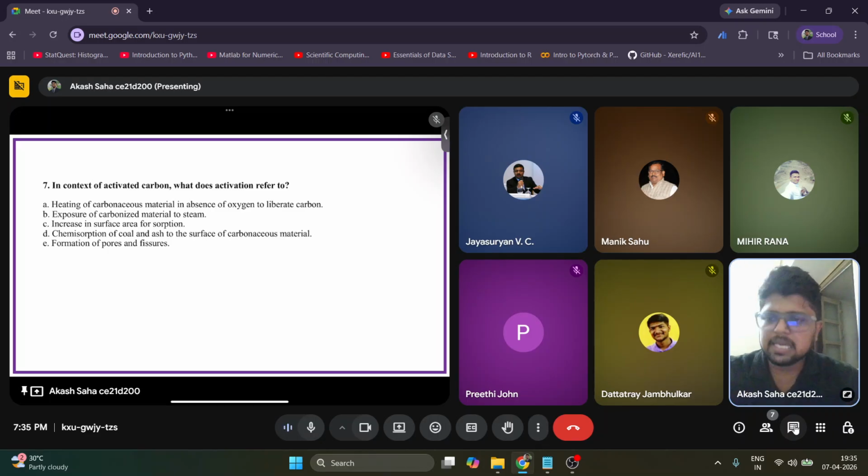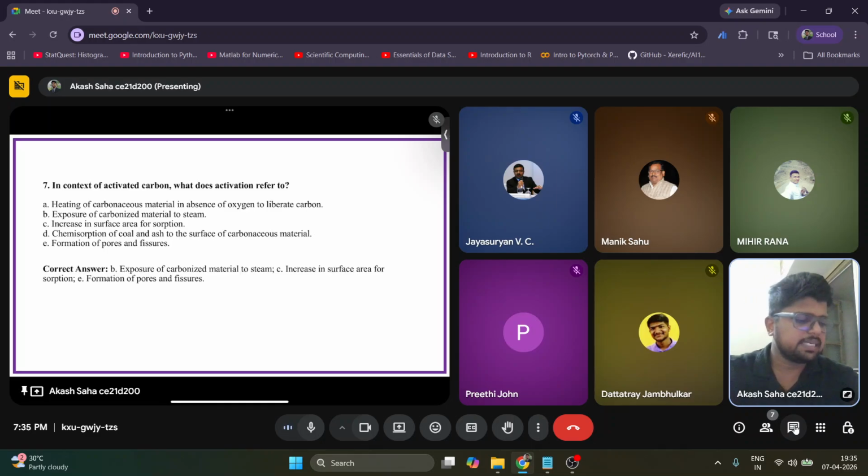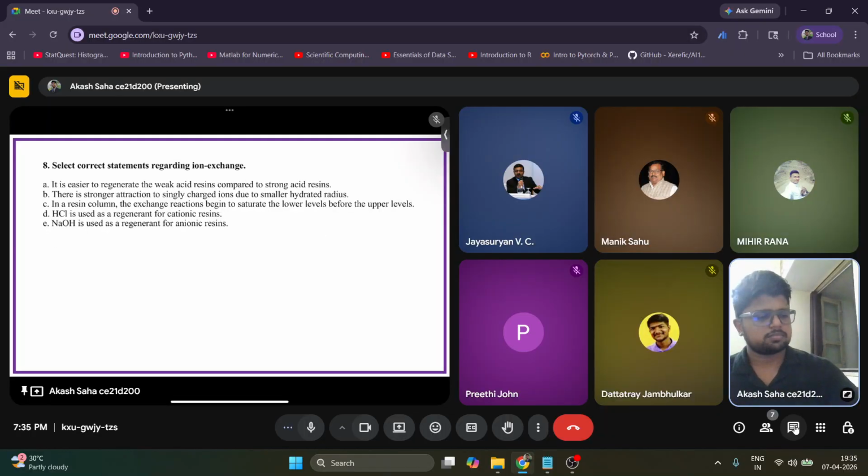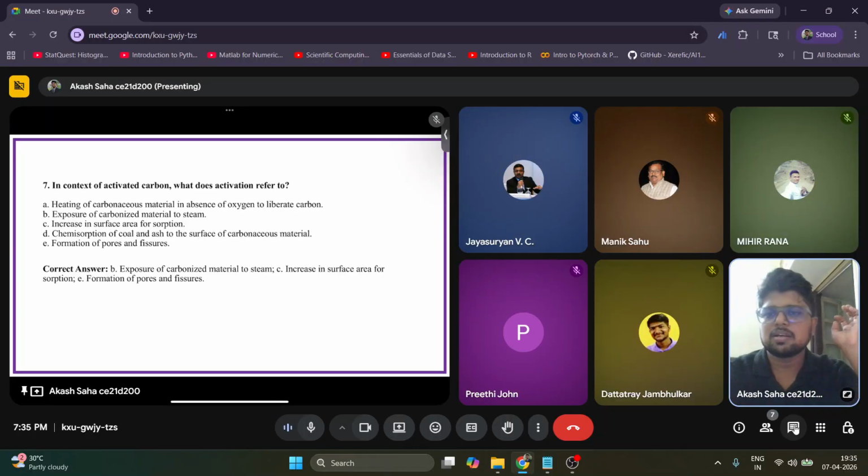So options B, C, D and E refer to increasing the performance of the carbon. So that's why it is called activated carbon. Okay, so the correct options are B, C and E, right? I hope this is clear.